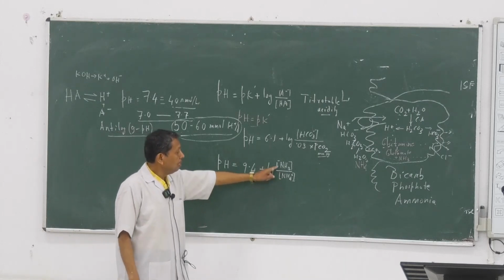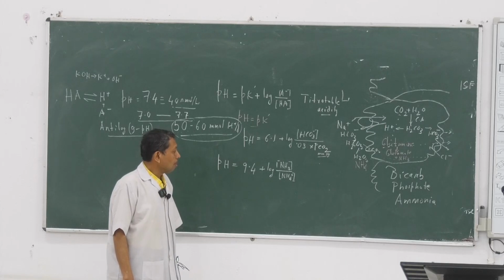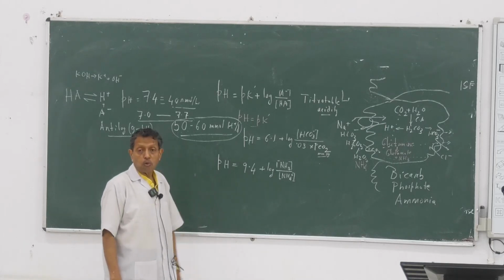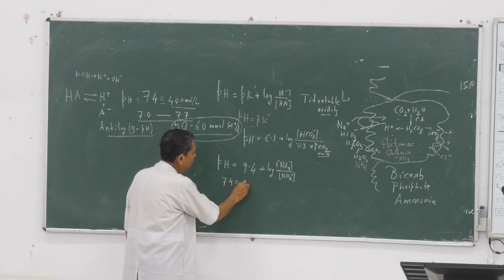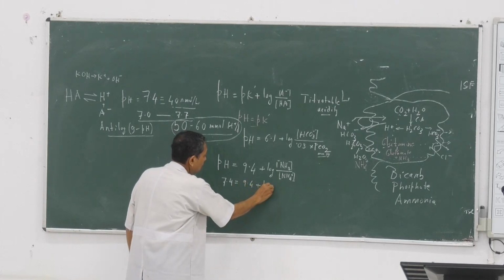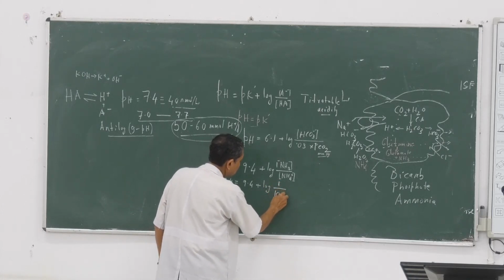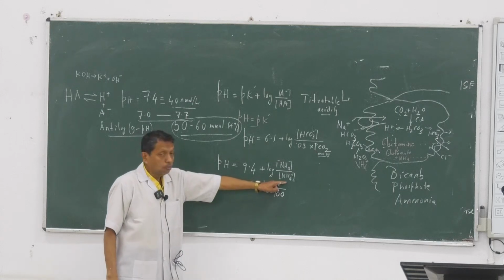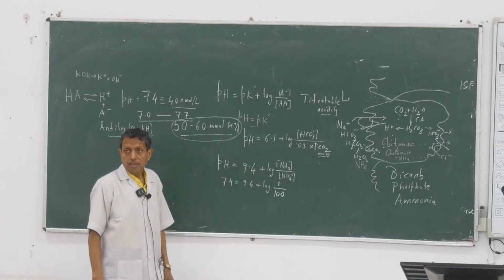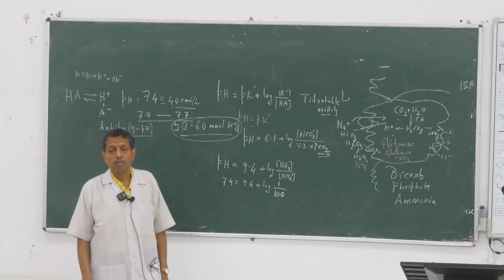It is the protonated form, it is the non-protonated form. In that case, the pK is 9.4. So when the pH is 7.4, 7.4 is equal to 9.4 plus log, and this value should be 1 by 100. So this form will predominate over the ammonia 100 times, so that it will not give up the hydrogen ion for the titration.